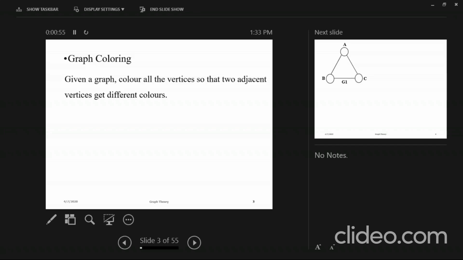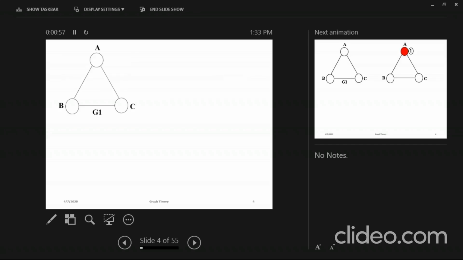Now let's consider one example, this graph, which has three vertices A, B and C. Pick any vertex as a starting vertex to color it. Assign it some color. Let's pick vertex A, and we shall assign some color, that is red, to vertex A. Now pick the second vertex to color it. By keeping the definition of graph coloring in mind, two adjacent vertices should not get the same color.